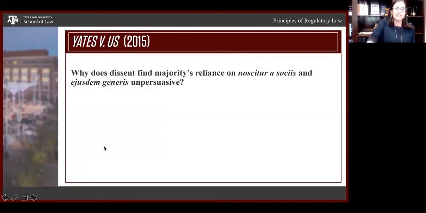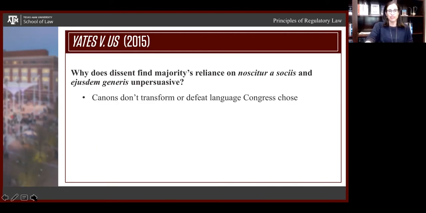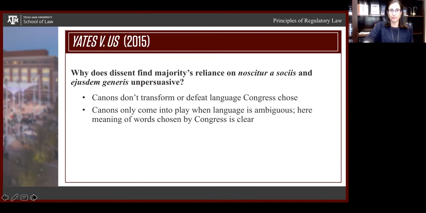How do they distinguish then the majority's reliance on noscitur a sociis and ejusdem generis? Why do they find those canons unpersuasive? Well, they say those canons don't transform or defeat the language that Congress chose. And those canons only come into play when the language is ambiguous. Here, because the dissent finds no ambiguity, they think tangible object is clear on its face. They don't need to apply any of these other linguistic canons.